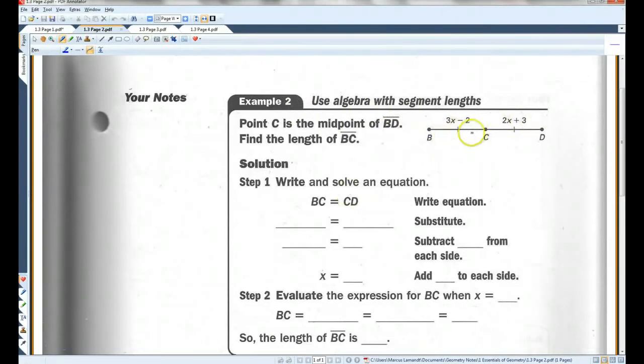Alright, now we know that BC equals CD. Okay, so we have this equation. BC is 3x minus 2. And CD is 2x plus 3. Okay? I'm going to subtract 2x from both sides, just to start things off. Okay, so I've got x over here. On this side, the 2x cancels out.